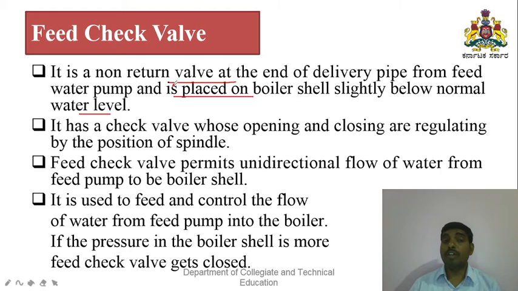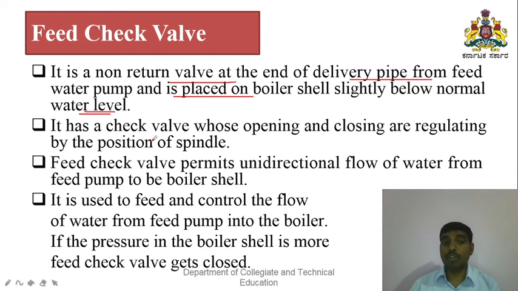So here this is the non-return type. Flow will occur in one direction. So again, this is a delivery pipe. It is connected to the delivery pipe from the feed water pump, and it is placed on the boiler shell slightly below the normal water level. So below the normal water level, these valves are mounted.